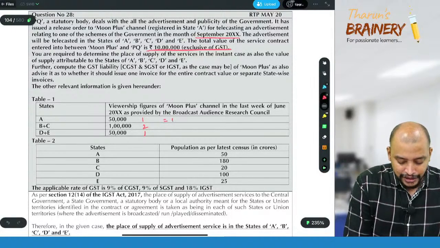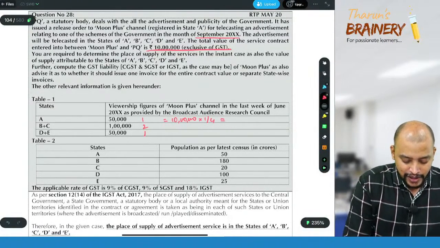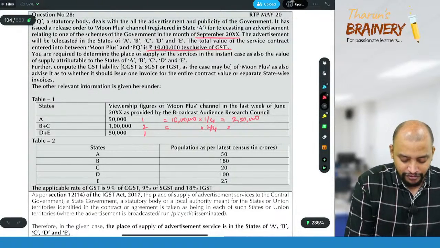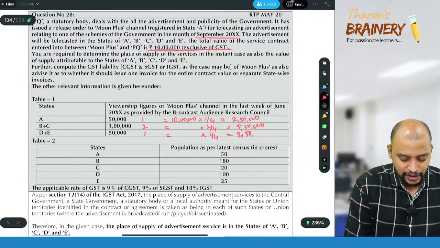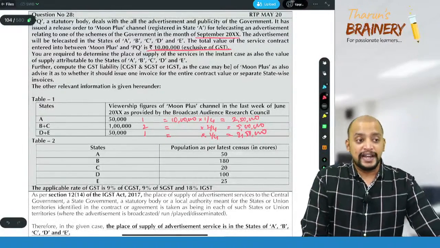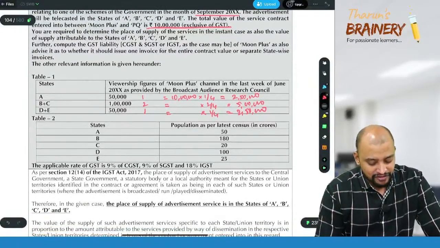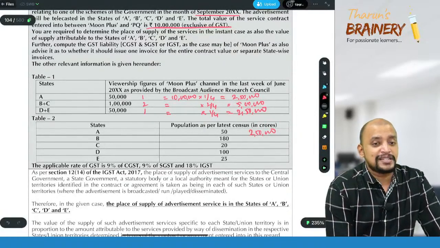So 10 lakhs into 1 by 4, 2,50,000. And then 10 lakhs into 2 by 4, 5 lakhs. And then 10 lakhs into 1 by 4, that will be 2,50,000. You divide it this way. And now you got the 3 channels. So here A channel is 2,50,000, only one channel, no problem. Then second channel will be state B and C.